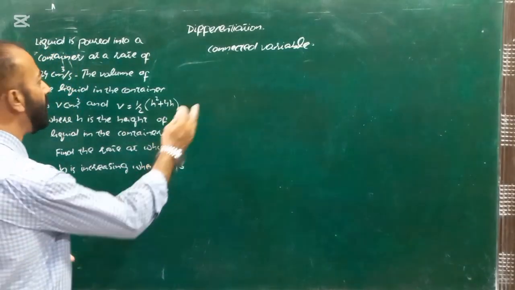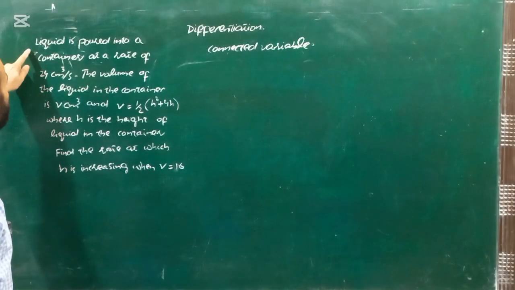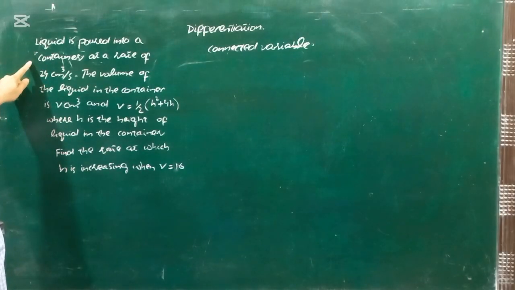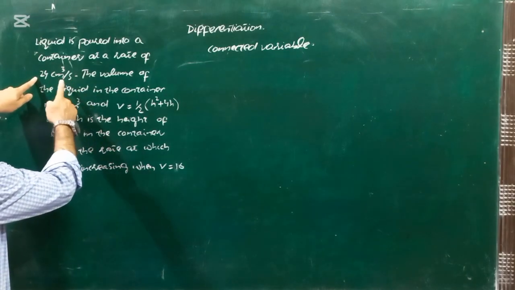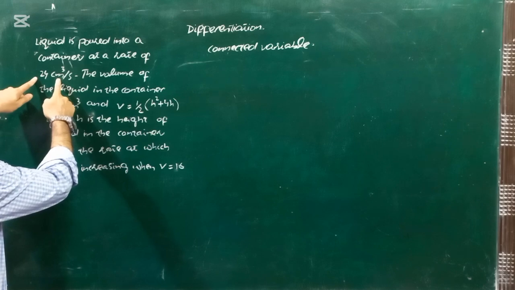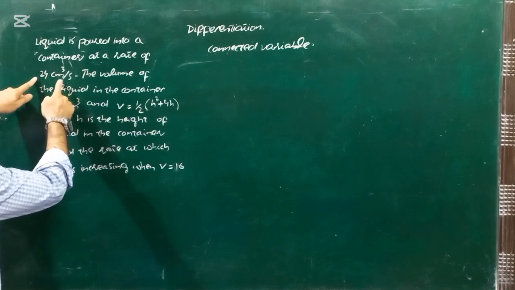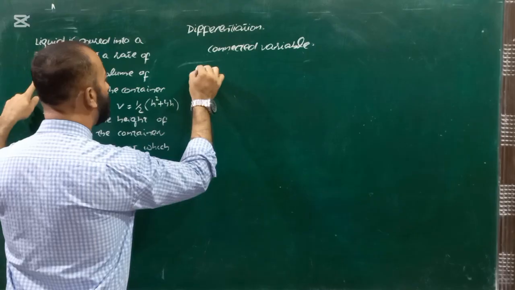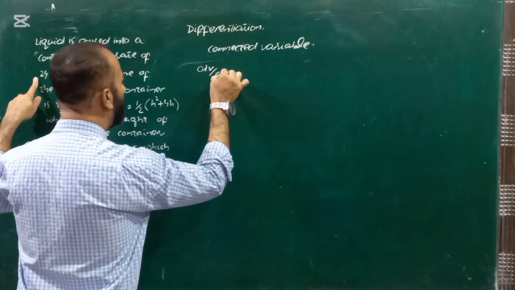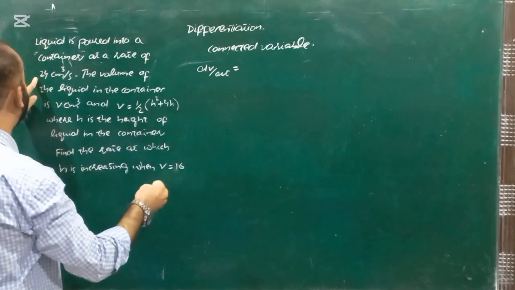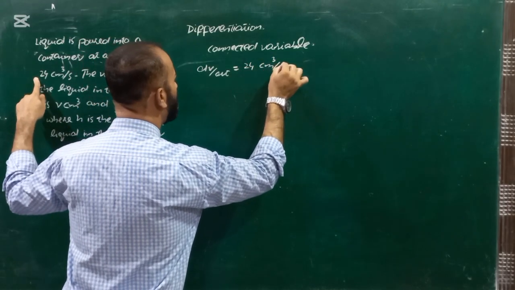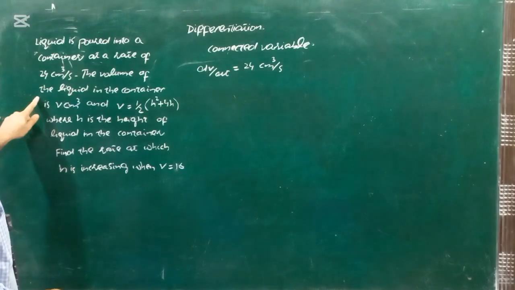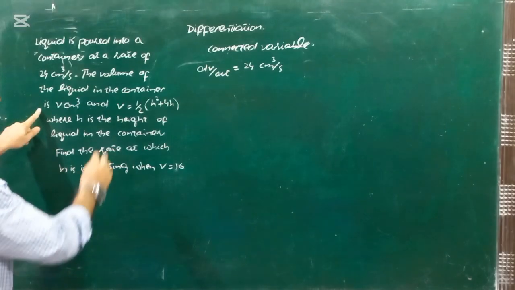Here is another question in connected variables. The statement is: liquid is poured into a container at a rate of 24 centimeter cube per second. Okay, the unit is actually centimeter cube per second. It means this is dV over dt. So dV over dt is 24 centimeter cube per second. Okay, the volume of the liquid in the container is V and V is 1 by 2.